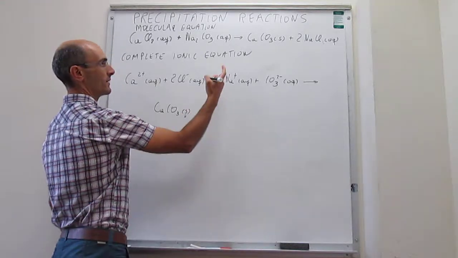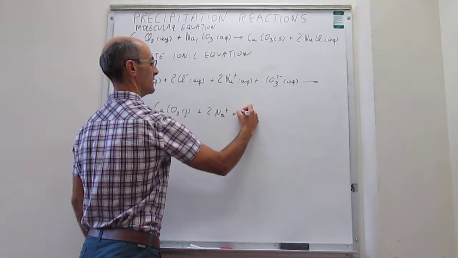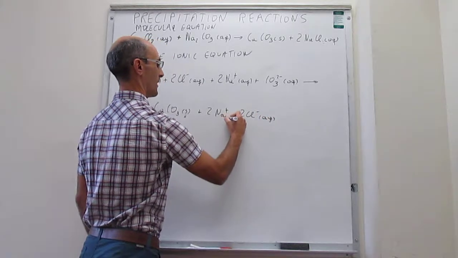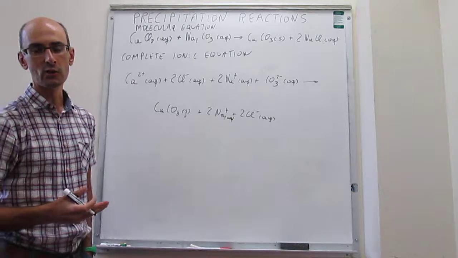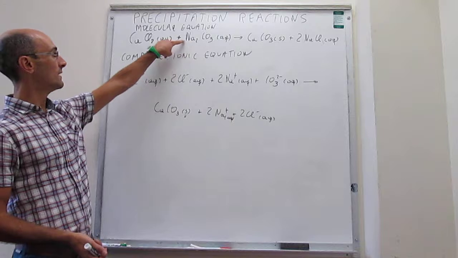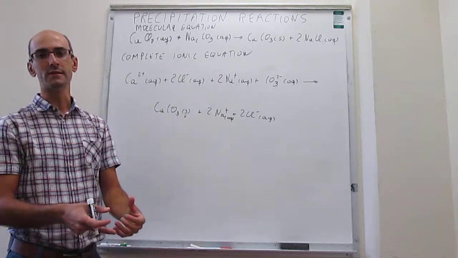And then the other product is going to be sodium, 2 of them, and then chloride, 2 chloride. So this actually tells you a little bit more about what happens at the molecular level. When you mix these two soluble solids together in water, you have a variety of ions that are released.